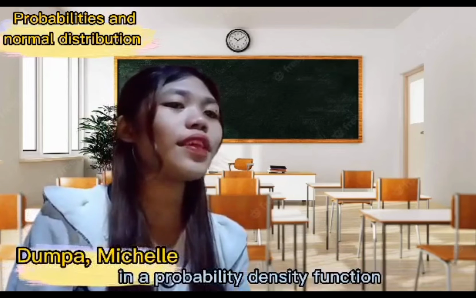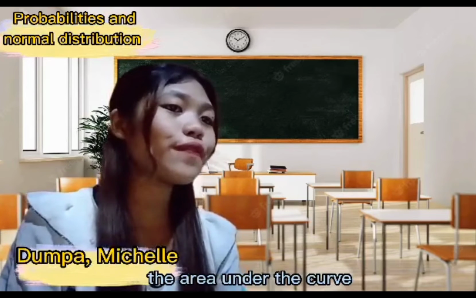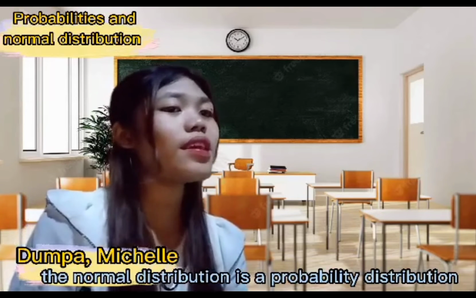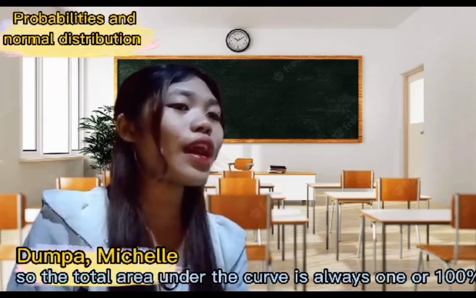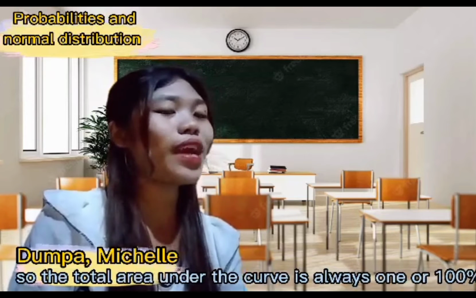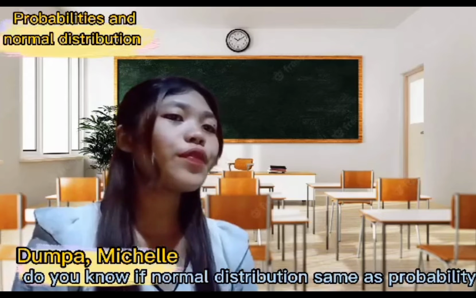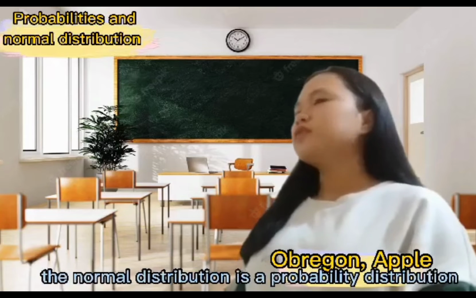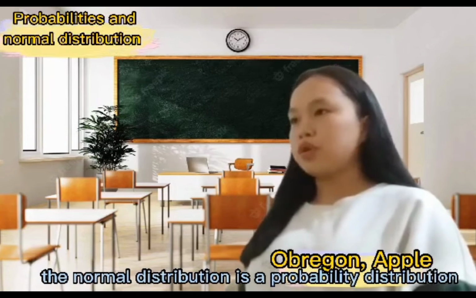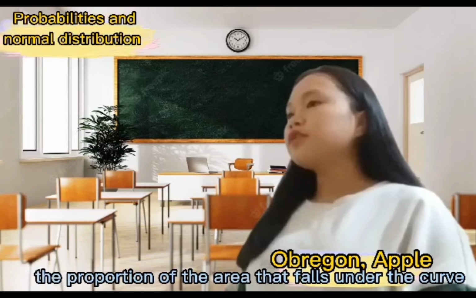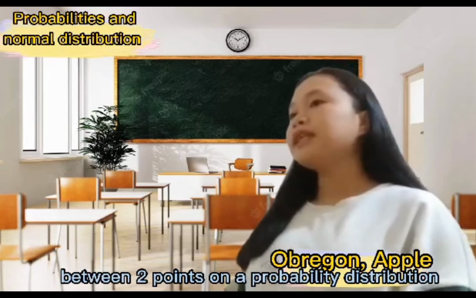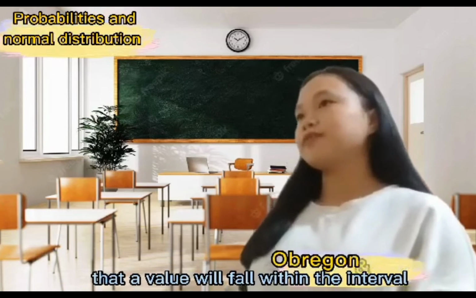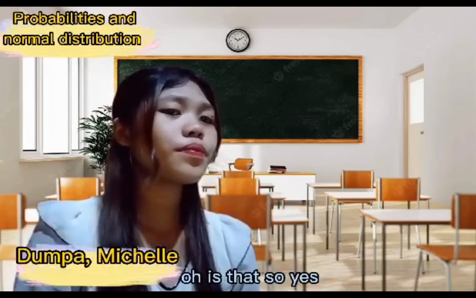In a probability density function, the area under the curve tells you probability. The normal distribution is a probability distribution. So, the total area under the curve is always 1 or 100%. Do you know if normal distribution is the same as probability? Based on what I've read, the normal distribution is a probability distribution. The proportion of the area that falls under the curve between 2 points on a probability distribution plot indicates the probability that a value will fall within the interval. Oh, is that so? Yes!